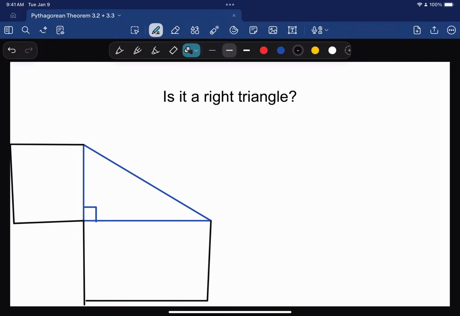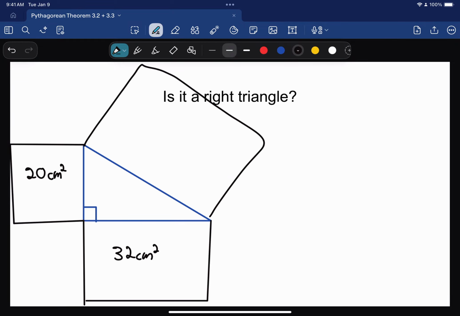Okay, and let's say we have 20 centimeters squared as the area, and this area is 32 centimeters squared. Can we figure out what this area is? Well, we know our formula is a squared plus b squared equals c squared. So let's just say, for the sake of this example, that this is a, this is b, and of course our hypotenuse is always c.